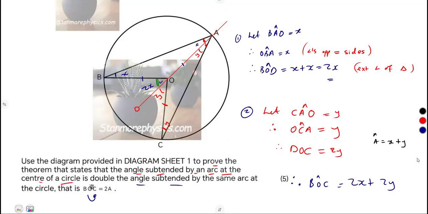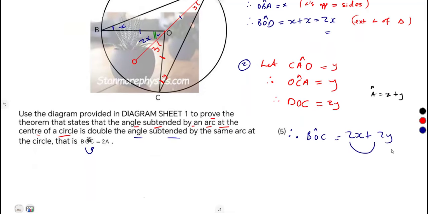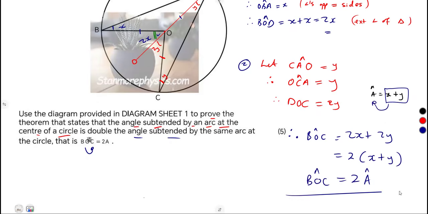We already have x and y, but where can we have the 2? The 2 is here, the common number, so we can factor that and have 2 times x plus y. So x plus y, representing angle A, means this is 2 times angle A. So that's our angle BOC.